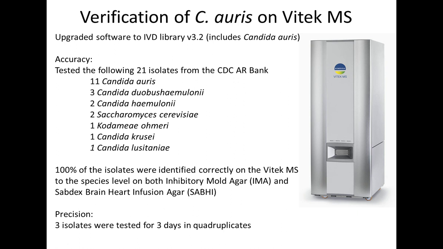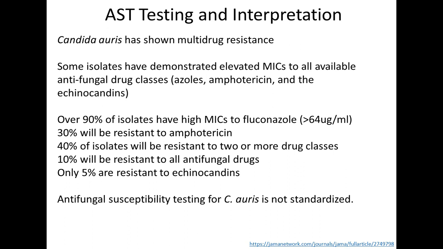What was also important for us to verify was different types of media. So as fungal cultures come into our laboratory, they can get plated out on different things, and that plating can lead to different levels of accuracy on your Vitek. So we tested species level identification on inhibitory mold agar. We tested it on SABDEX or SAB-high, so our brain heart infusion agar. And then we did some precision testing, which was 3 isolates tested for 3 days in quadruplicates. All of this passed, giving us the sign-off confidence that if we have a Candida auris, we'll be able to recognize it to species in our laboratory.